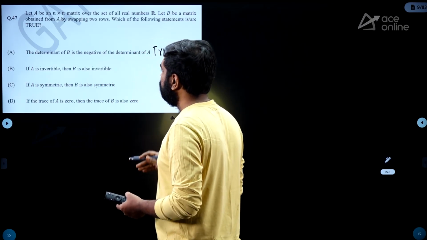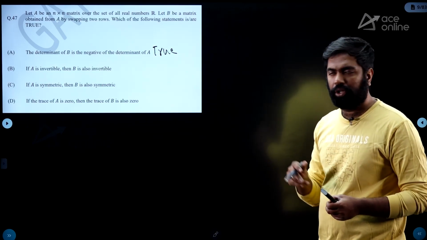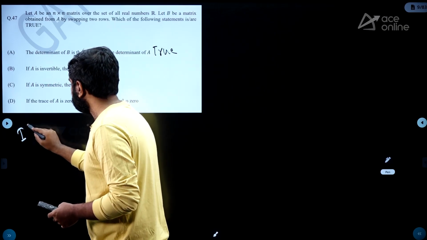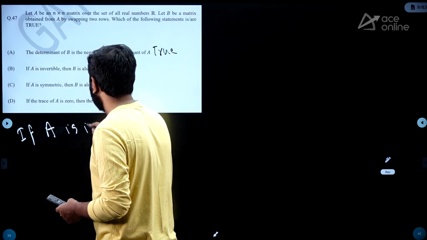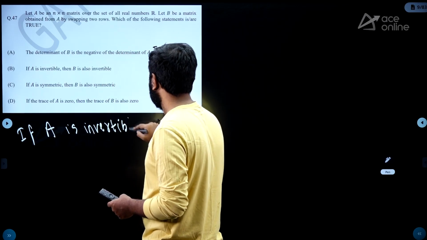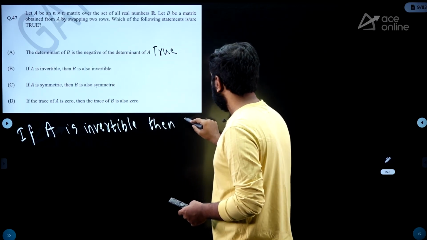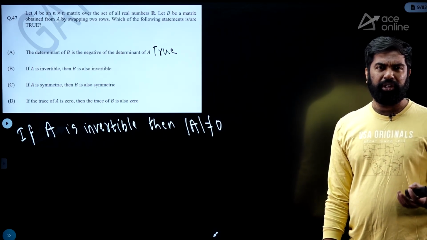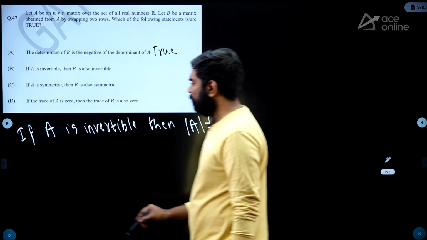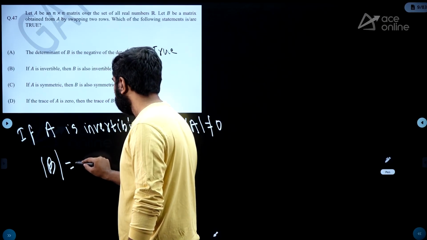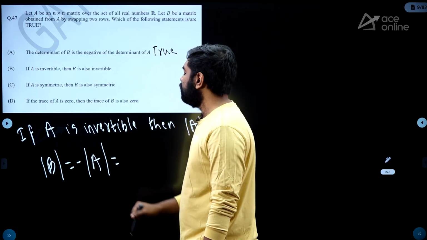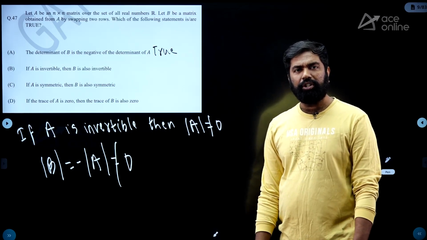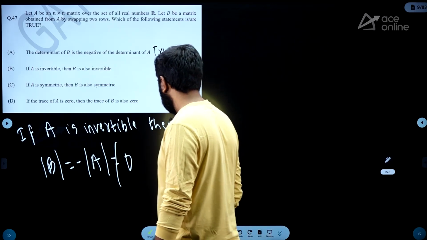Nothing wrong in this. If A is invertible, then B is also invertible. How quickly can you tell that? I can make this argument. If A is invertible, then the determinant of A is not 0. Invertible means non-singular, and non-singular means det A is not 0. Now the determinant of B, which is obtained by swapping, is minus the determinant of A. When det A is not 0, minus of that is also not 0. When the determinant of B is non-zero, yes, B is invertible. This is a true statement.